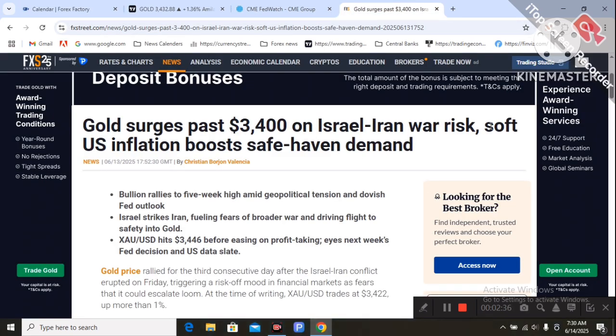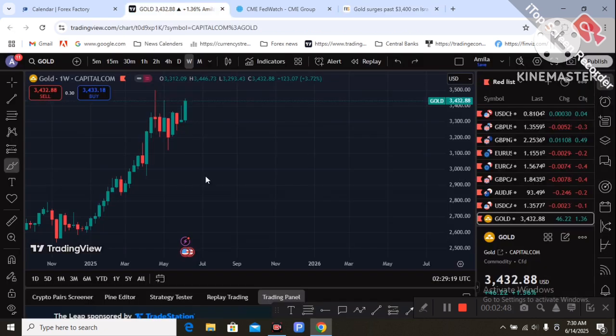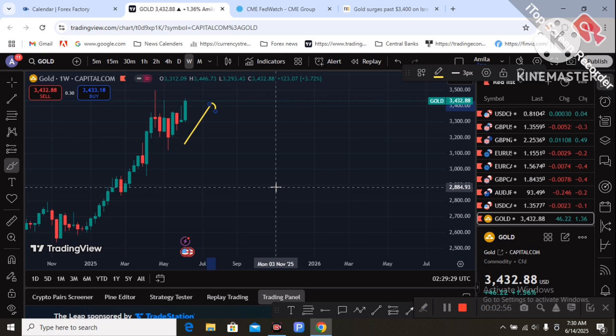That's the US inflation. Soft US inflation boosts the safe haven demand. So soft inflation in the USA helped gold push to the upside last week also. So those are the reasons for gold demand last week, the fundamental reasons. So let's see what will happen to the gold price next week.